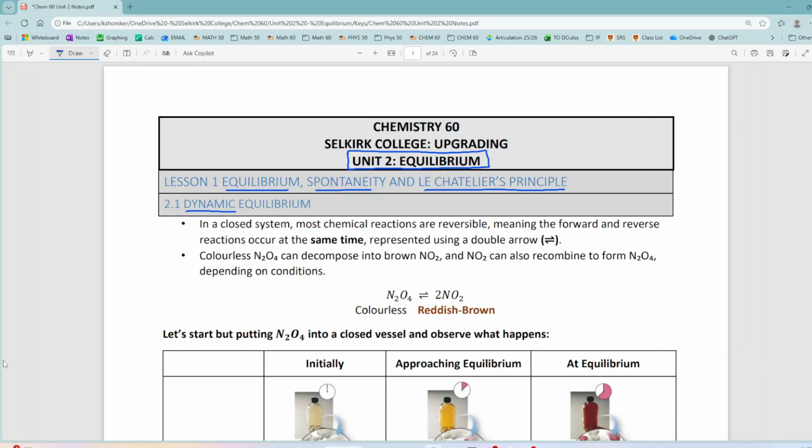So, dynamic equilibrium occurs only when you have a closed system. A closed system is something where there can be nothing that enters or leaves your system. If you have a closed system, most chemical reactions are reversible, meaning that the forward and the reverse reactions are possible, and in fact, they occur at the same time. We represent this by using a double arrow.